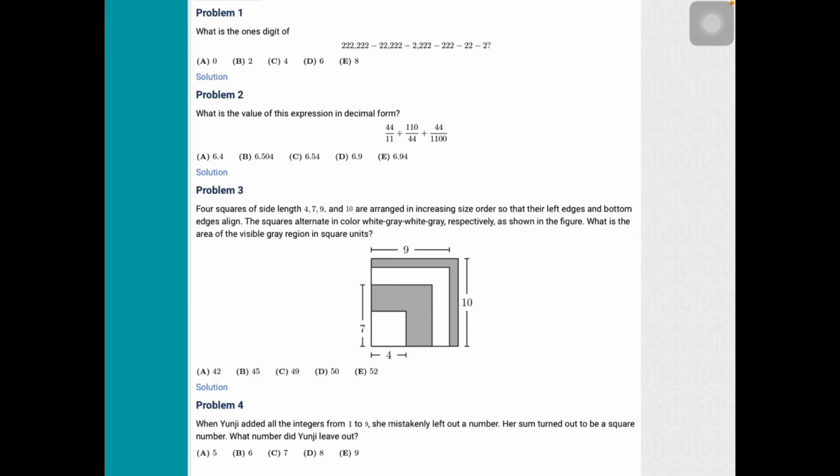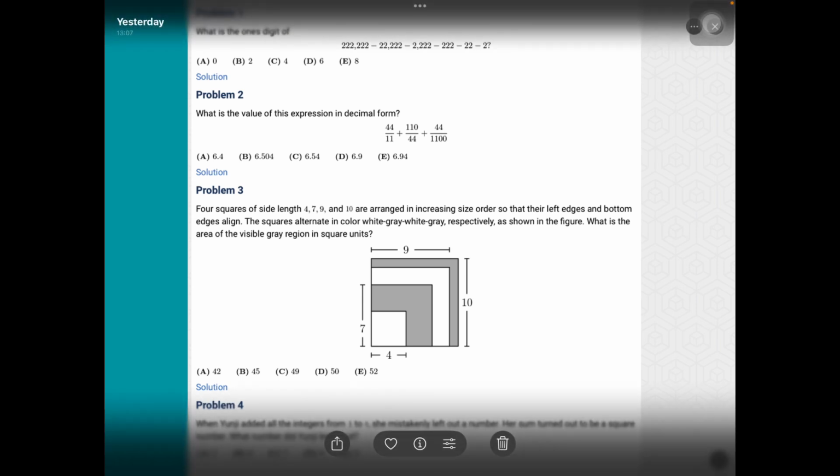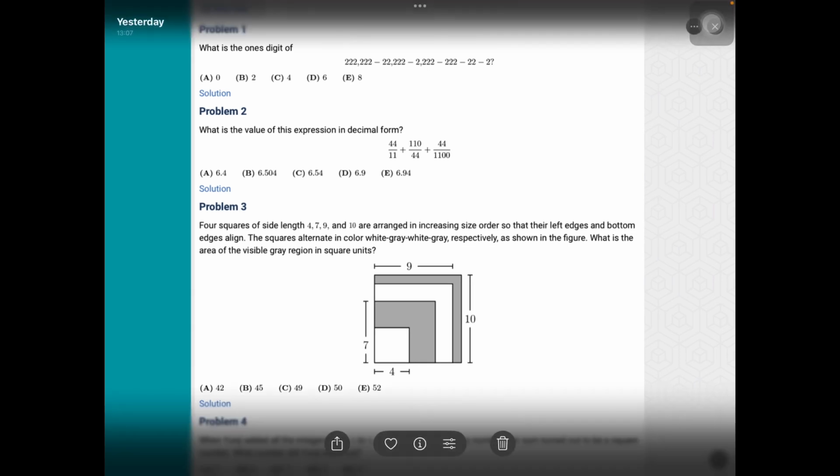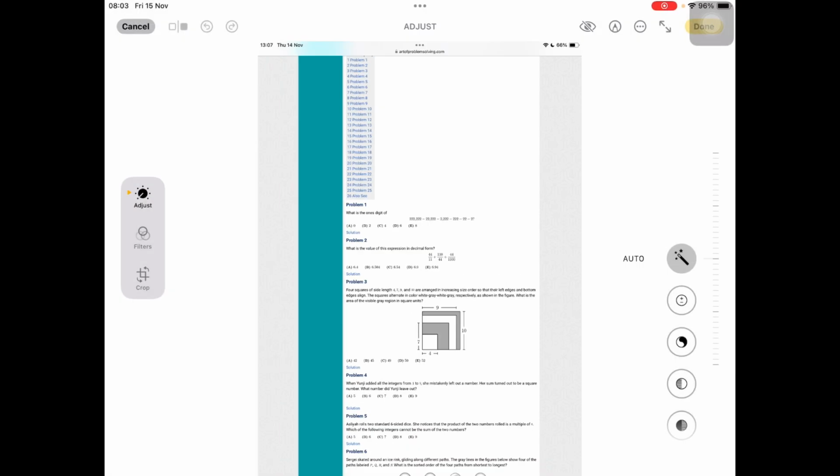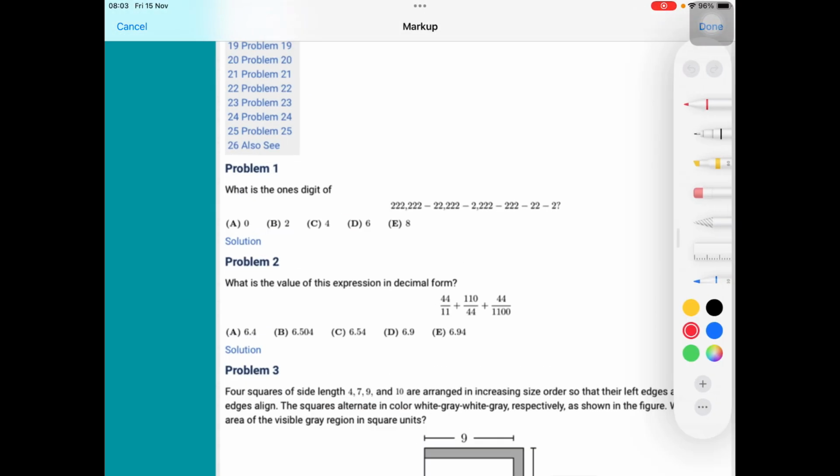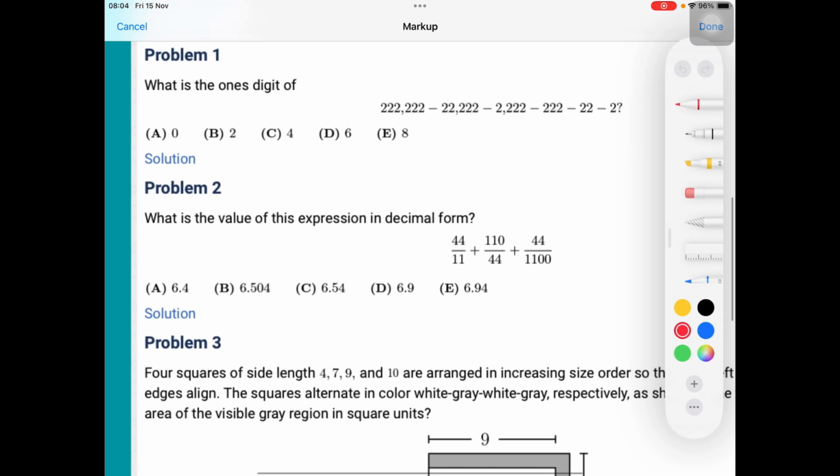This is AMC 8, 2024, and the questions from Art of Problem Solving. So let's start from problem 1. What is the ones digit of this operation? We can think about only the last digit.